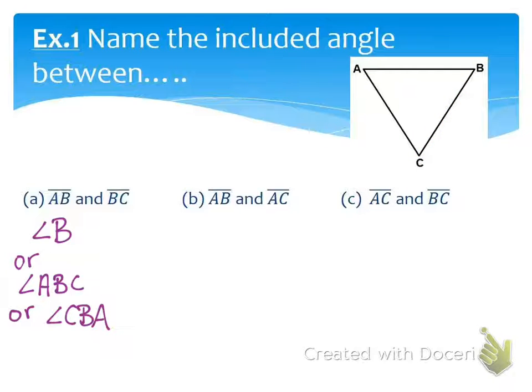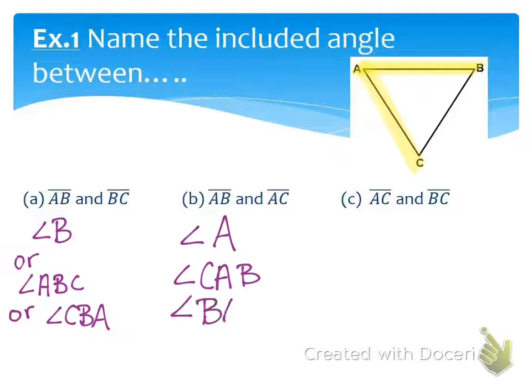All right, let's take away that and look at letter B. We're looking at sides AB and AC. Angle A. Good. Angle A is included between those sides. Again, if you want to list it with 3 letters, you can: angle CAB or angle BAC. All of those refer to the same angle.